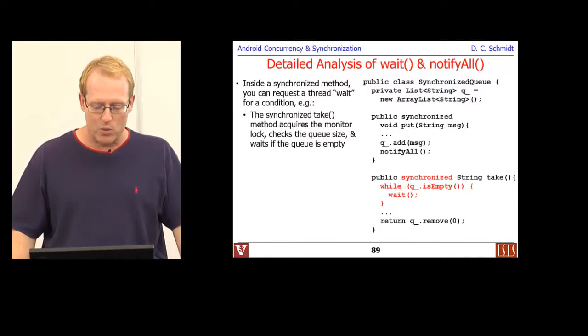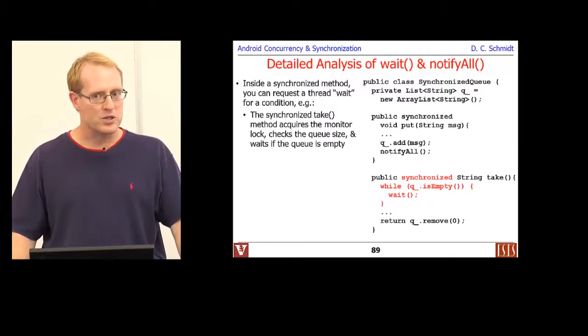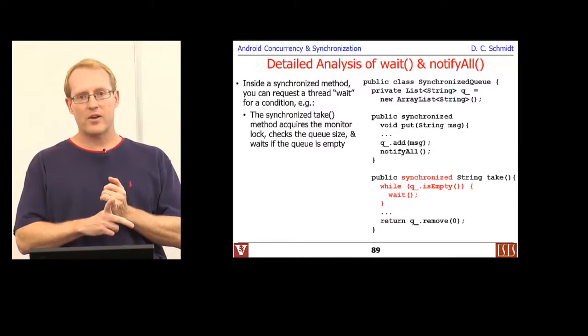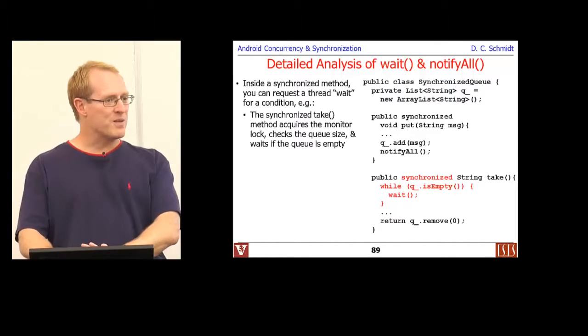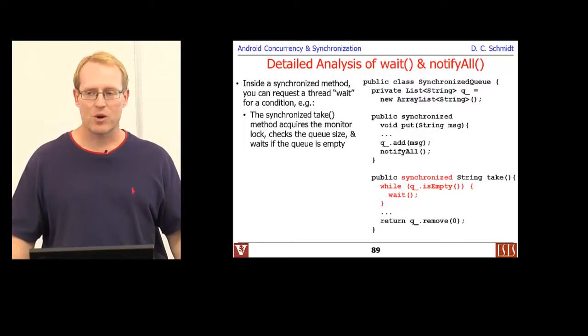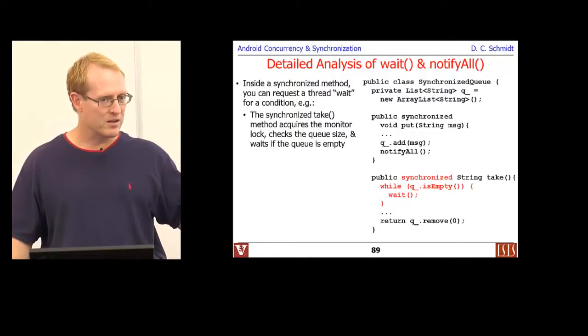And so, for example, when we come along and call take, which is a synchronized method, it's going to implicitly acquire the monitor lock, which you don't ever see here directly. That's just implicit in the way that Java concurrency works. So when you have a synchronized method or synchronized block, that automatically acquires the one monitor lock for the object.